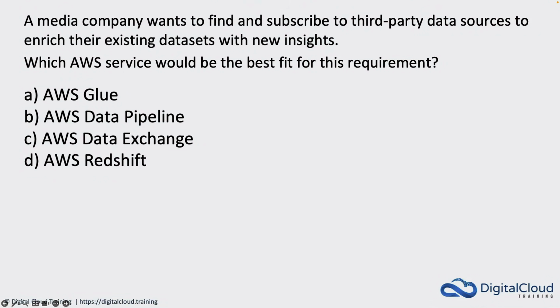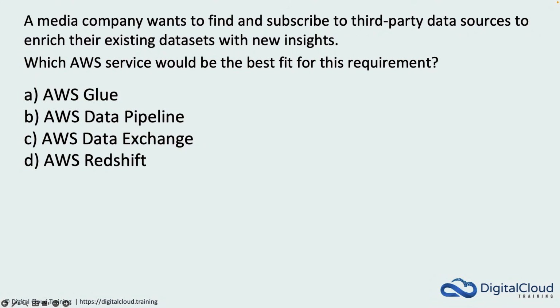Okay, so let's go through the answers. And what I'm going to do, even though I think I know what the answer is, I'm just going to eliminate the other answers. It's always good to look at those other distractors, as AWS call them, and make sure that I know that they're not correct. So let's start with Redshift at the bottom there. Redshift is a data warehouse. So it's good for loading data into it and then performing analytics on that data. But it's not good for finding and subscribing to third-party data sources.